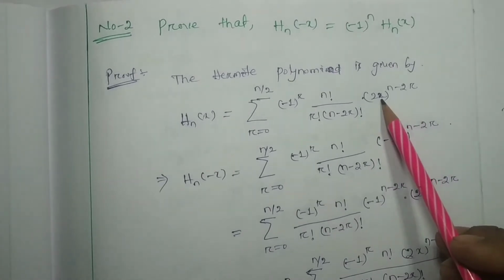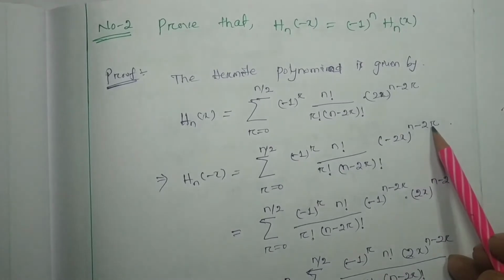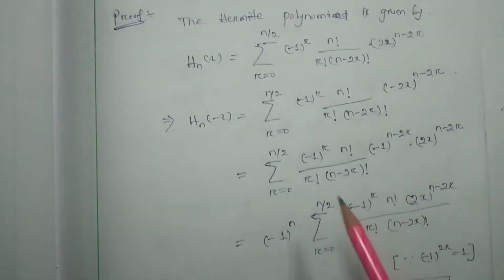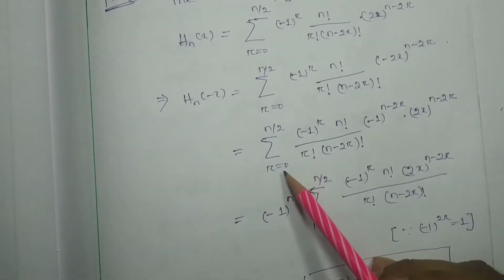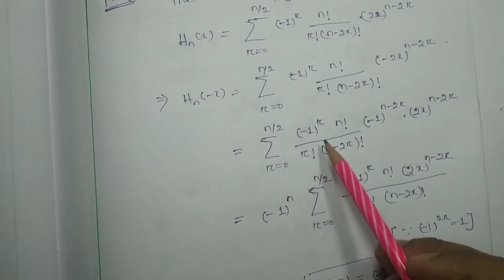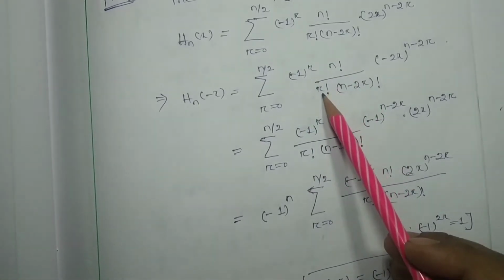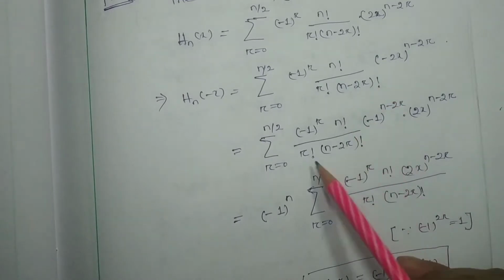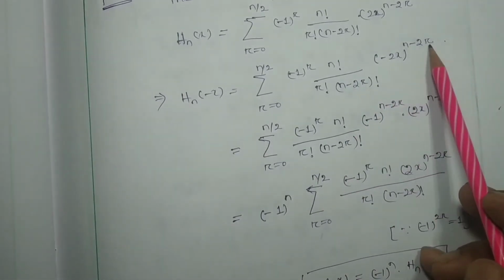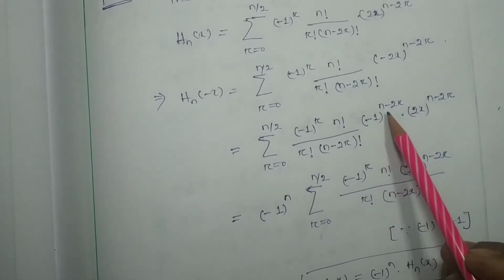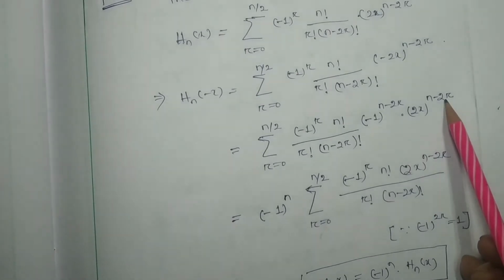Here x should be considered as minus, so it will be minus 2x to the power n minus 2r. So it will be the summation from r equal to 0 to n by 2 of minus 1 to the power r, n factorial over r factorial into n minus 2r factorial. Here minus means minus 1 to the power n minus 2r, so minus 1 to the power n minus 2r into 2x to the power n minus 2r.